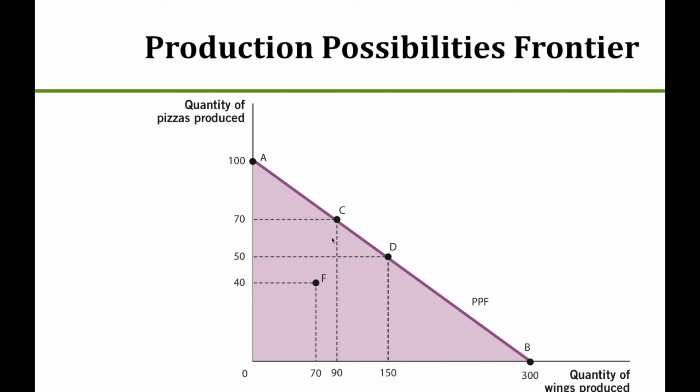So that's why, if the country is producing inside of that line, we will call these points inefficient points. Can the country produce outside of the production possibilities line? For example, a point like E.